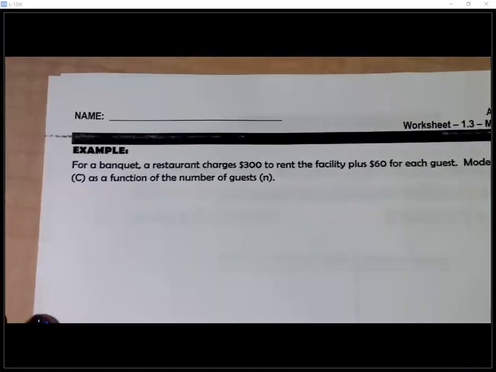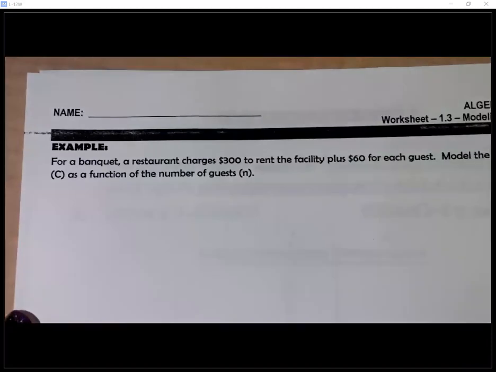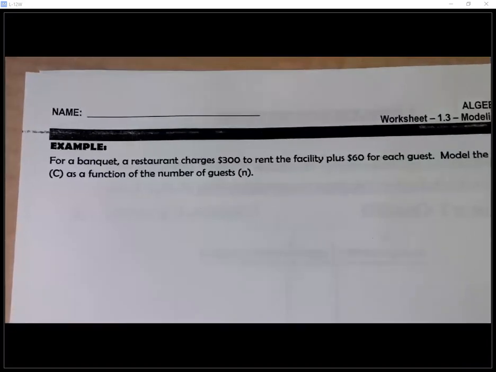Okay, the first one, let's read it. For a banquet, a restaurant charges $300 to rent the facility plus $60 for each guest. Model the total cost C as a function of the number of guests N. So I know my two variables. One's going to be a C and one's going to be an N. I want to figure out which one's the independent and which is the dependent variable.